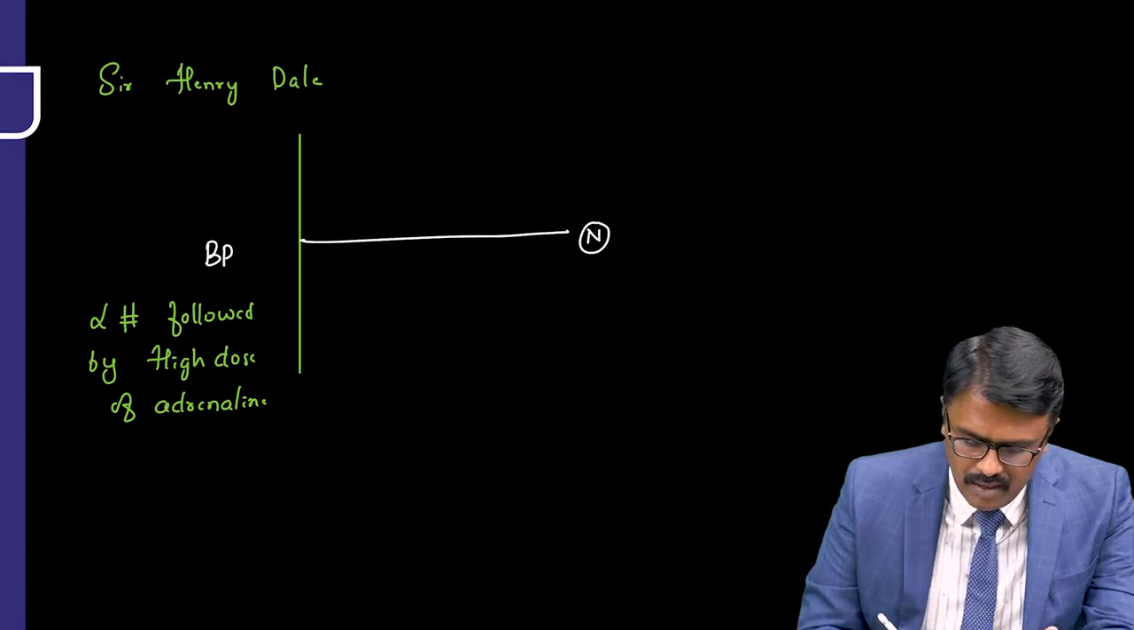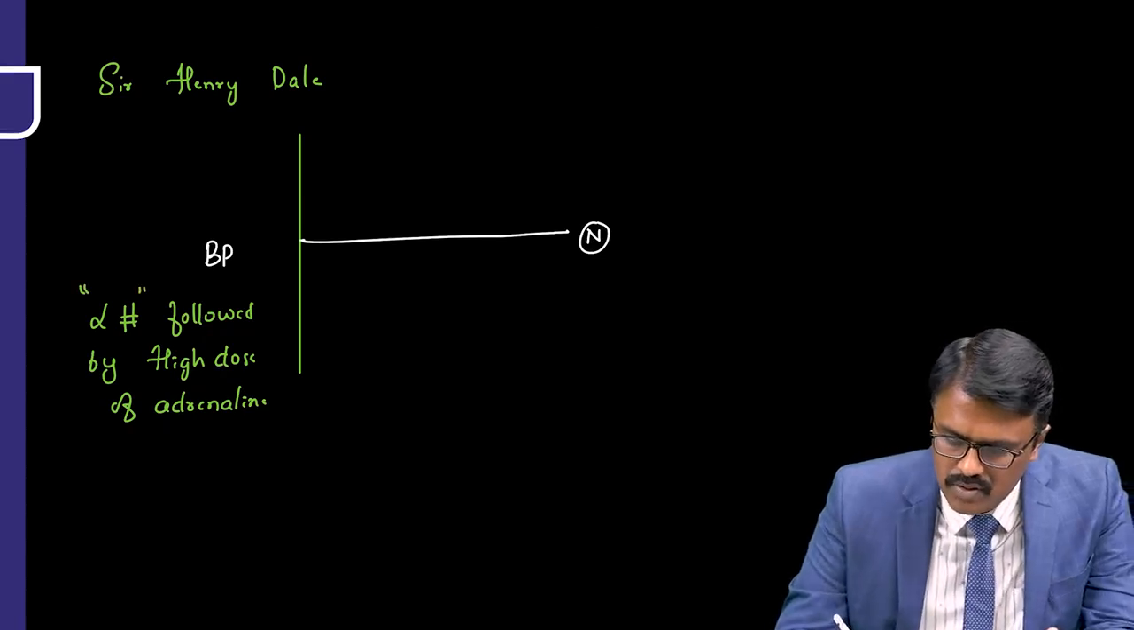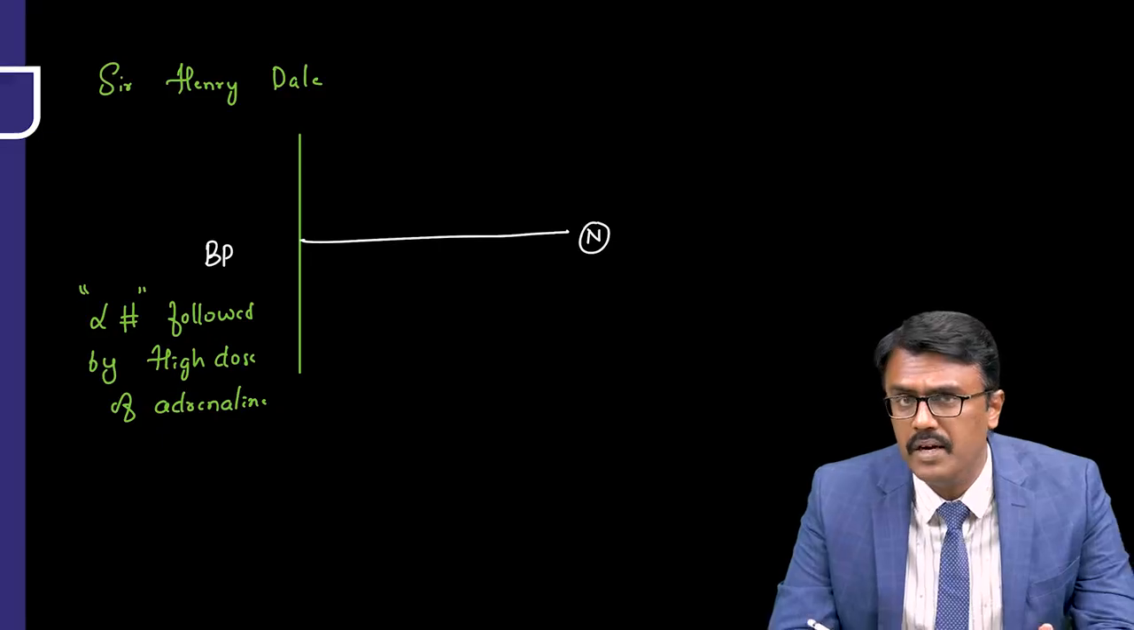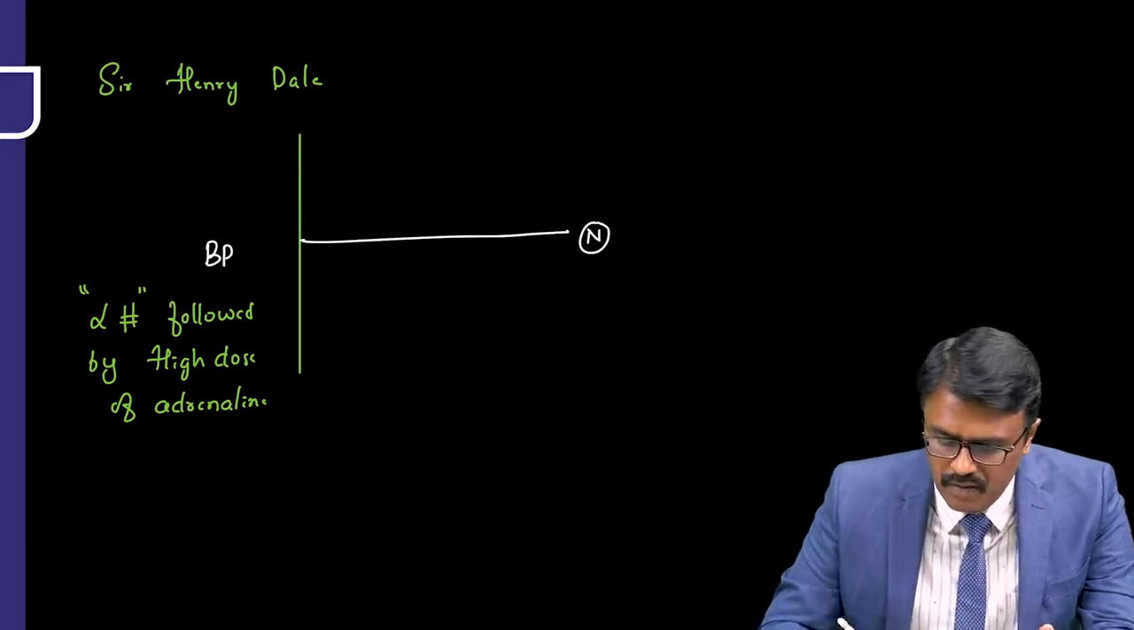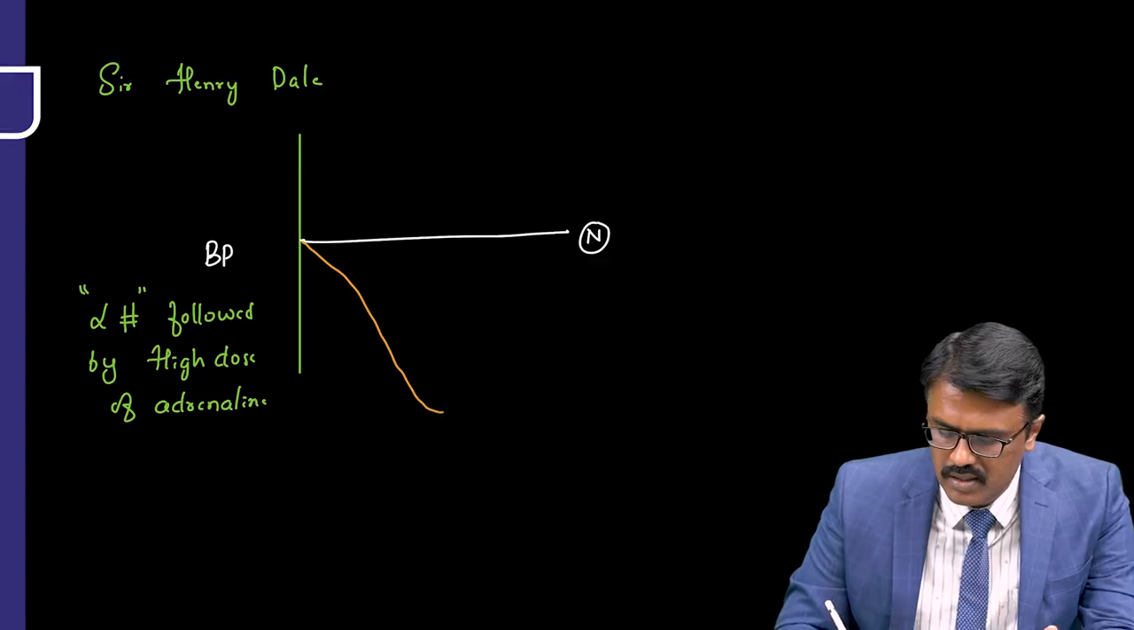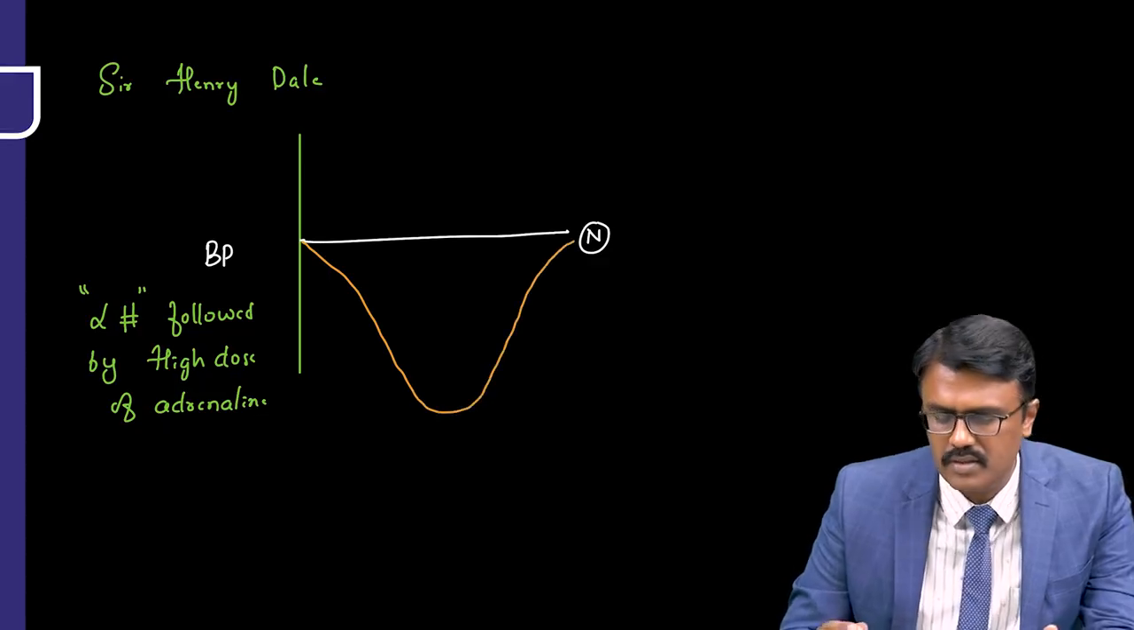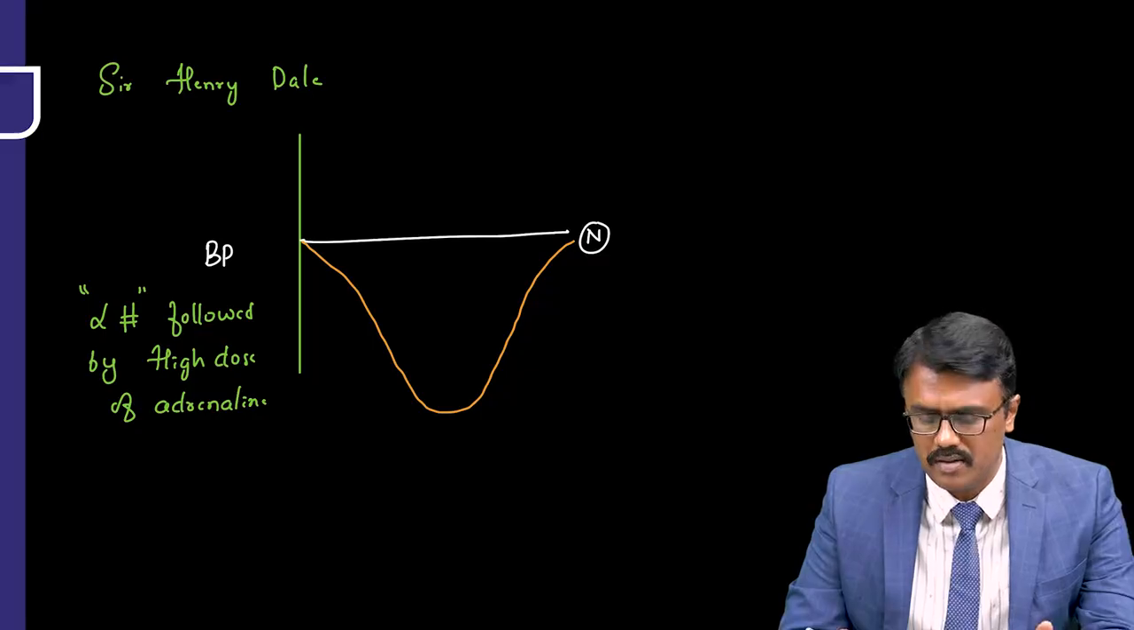Now the alpha is already blocked. So what happens to the BP? Will it increase? No. The BP will suddenly fall. So there is a sudden fall in BP because the alpha receptors are blocked.